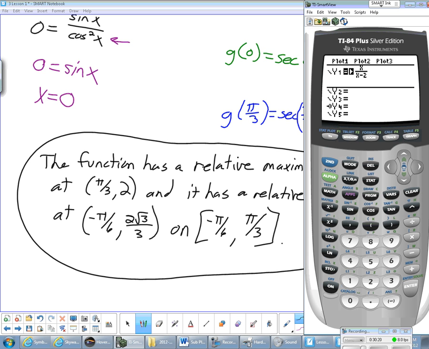So we go here, and the other thing is you can't type in secant theta, or secant x, I mean, and so what we'll have to do is just go 1 divided by cosine x, not a big deal. And then let's change our window. Our minimum value is negative pi divided by 6, and you can actually type that in there, negative pi over 6. And then our maximum value was pi divided by 3. So those are our endpoints.